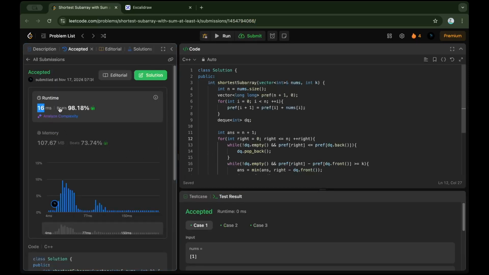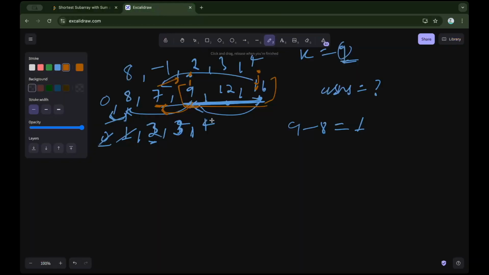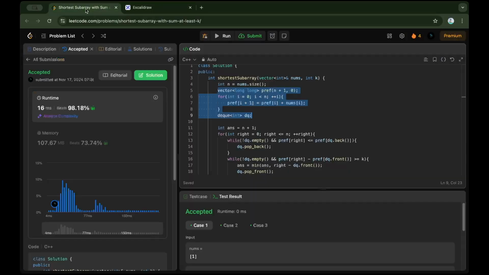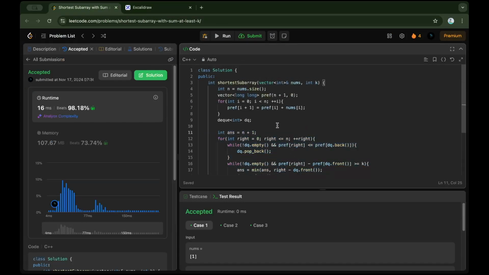It passes and it is quite fast and efficient. This has a time complexity of O(n) because the deque has O(1) push and pop, and I'm using O(n) space for the prefix array, and that is a one-pass linear solution, so it should work.